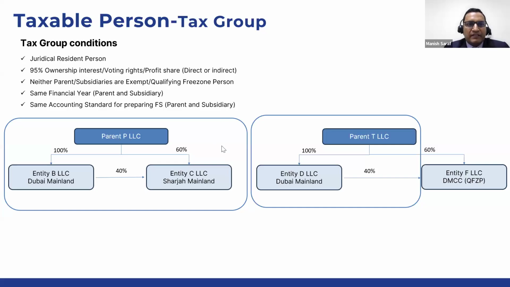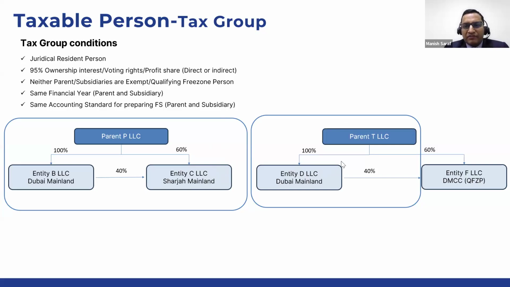So this is a basic example from the tax group perspective. It could be direct or indirect. If you see the box on the left-hand side, at the bottom of it, parent company P holds B and C, Dubai and Sharjah mainland, and B holds 40% in C, and P holds 60%. So indirectly, it has 100% holding, and they can club. The minimum threshold is 95% common holding to form a tax group. So they are eligible to do this.